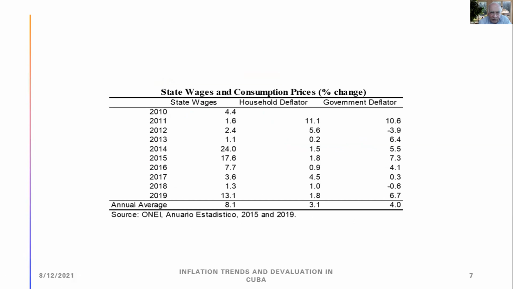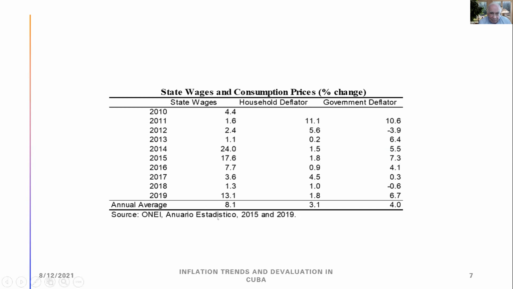Now we're looking at wages. Up to 2019, we had an 8% average annual increase in state wages, and the household deflator and consumer deflators behave fairly similarly. But 2020, as I said, is going to be a radical change here in state wages. They haven't published the exact wage data for 2020, but this number will be much larger than 13%.